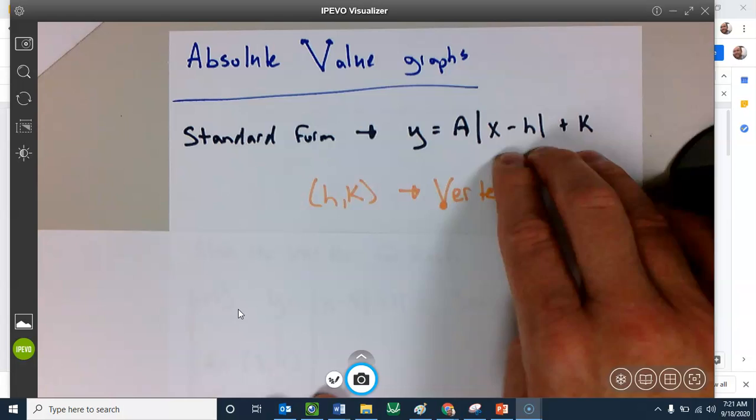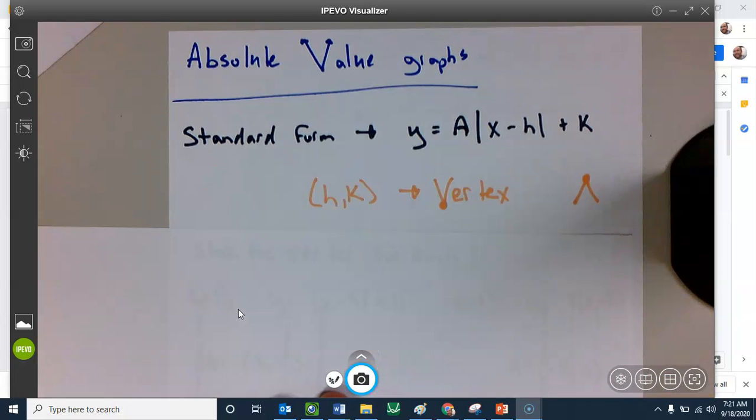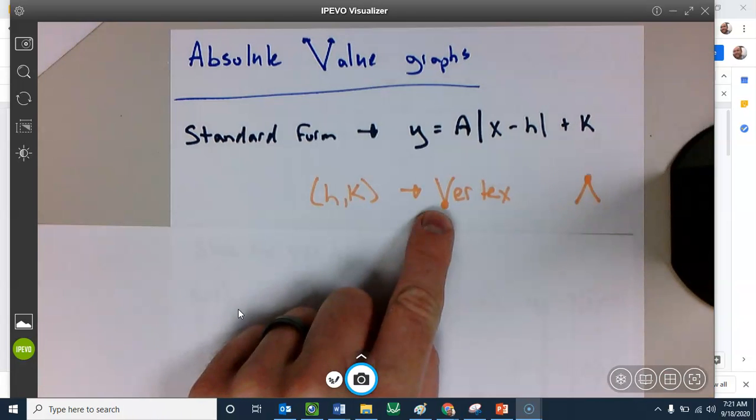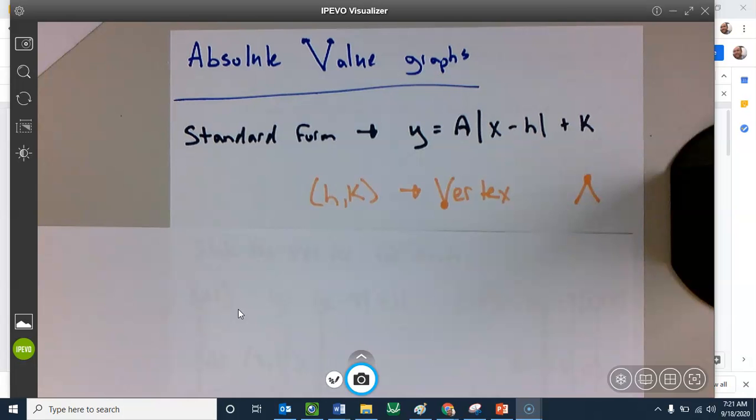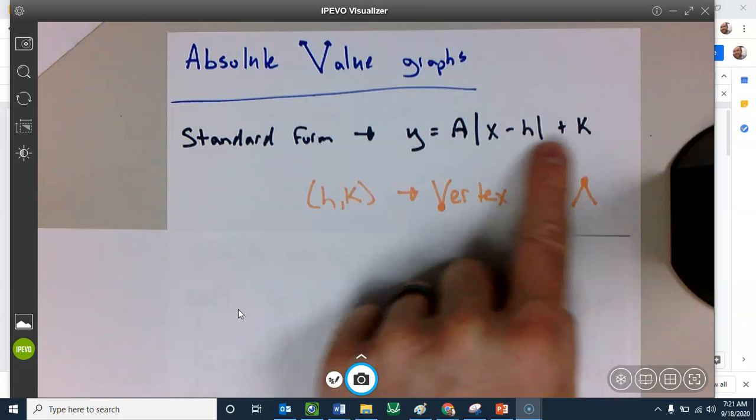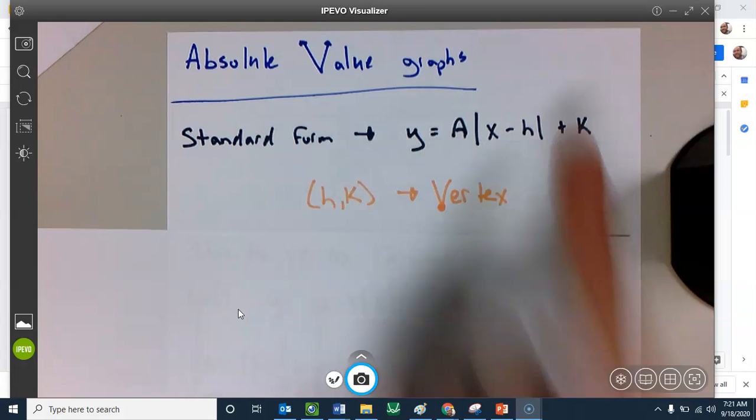Okay, so let's start with the first goal, the vertex. The vertex is, by definition, the very bottom of our V shape on absolute value, or the very top of our V shape. Okay, the peak or the valley, the very top or bottom. In our equation, it's always going to be whatever h and k are.